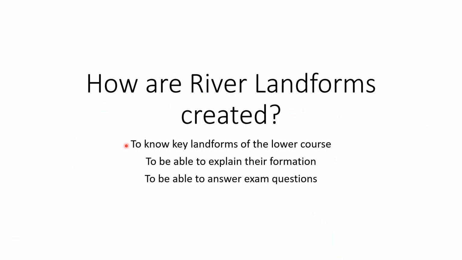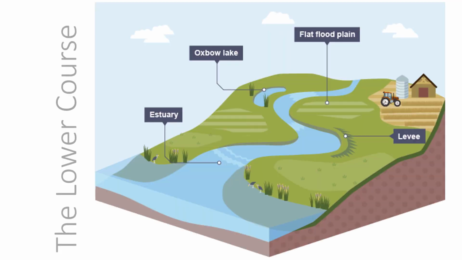Moving on then, we're coming back to this. So we're looking at the lower course. And the lower course, remember, is that bit of the river near the mouth, near the sea. And that's what we're going to be looking at today. This is a very simple diagram of what you're looking at. You've got a floodplain, and notice that's very flat and it's quite wide. We've already looked at oxbow lakes in the last lesson, so we're not going to go over those again. We've got things called levees, which we'll look at, and then when the river reaches the mouth, we call it an estuary.